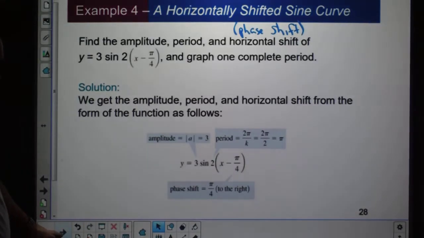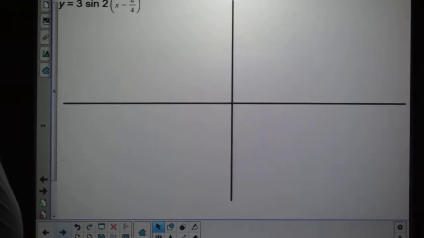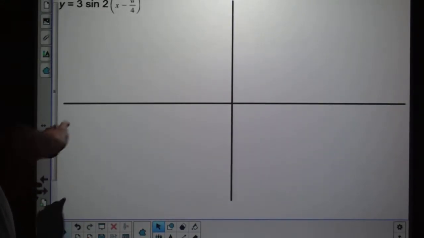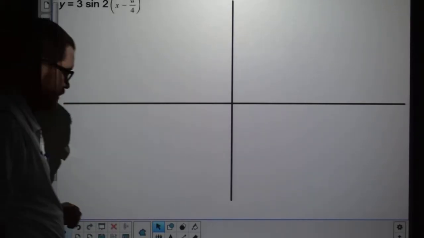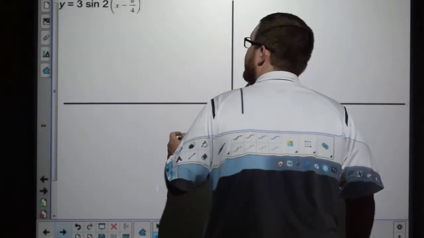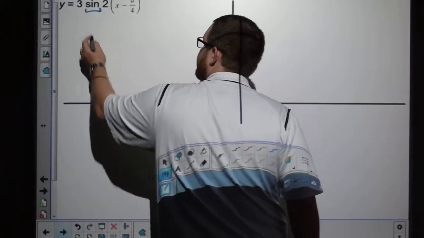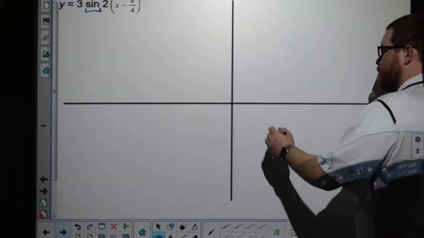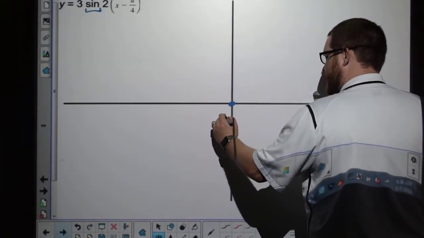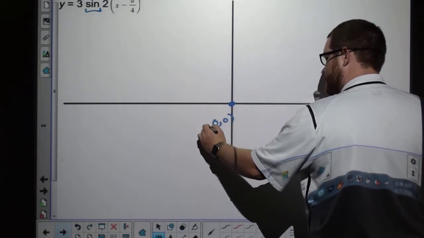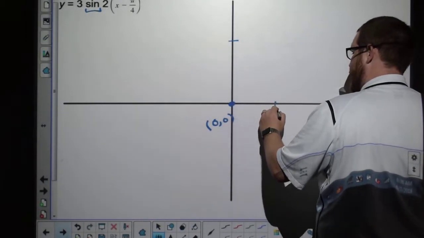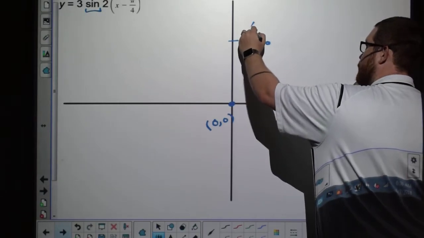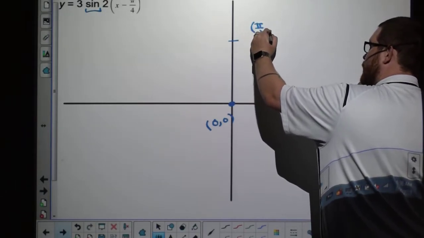So, let's try to graph this. And I'm only going to graph one period, so I'm only going to graph the right side. The most important thing here is to know that it's a sine graph. So sine goes here at (0, 0). And then here, this is the point (pi over 2, 1).